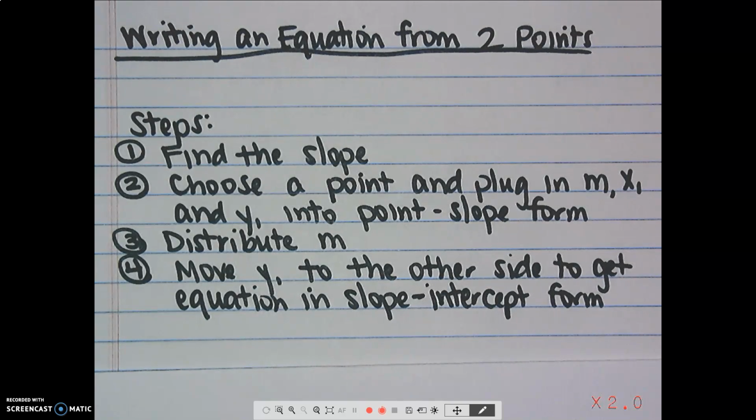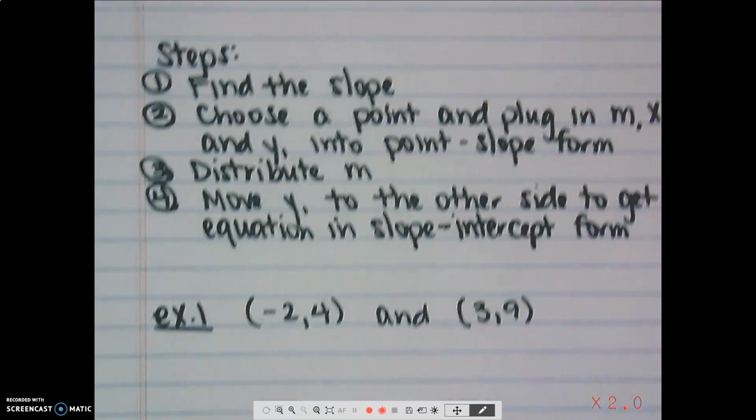The only way that this is different from the previous lesson is that before they gave us 1 point and they gave us the slope already. Our job today is to actually find the slope between those points first before we proceed in the process of going through. Okay, so we're going to look at some examples, and here is our first one.